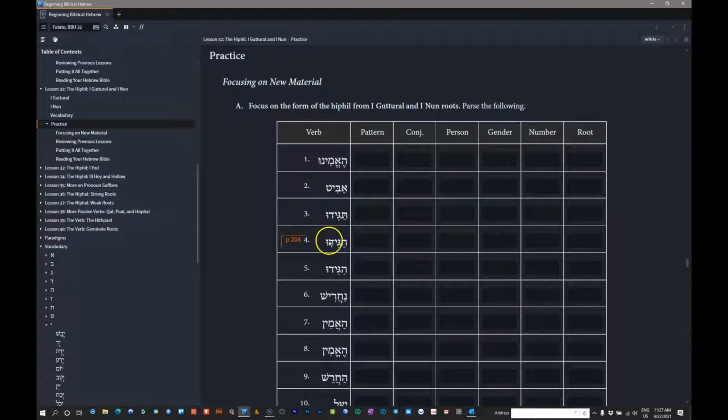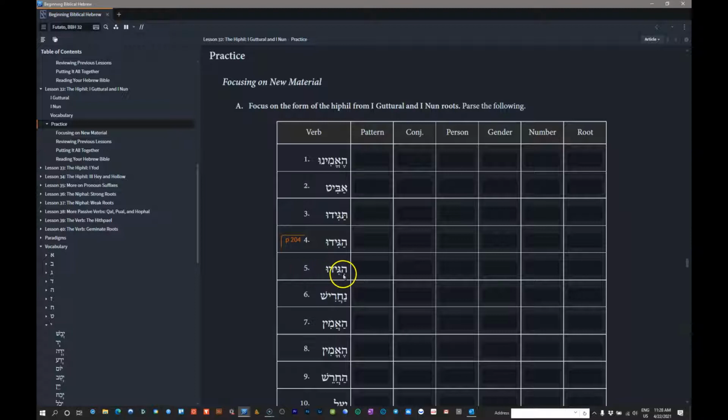But when you have the vocalic suffixes, so the shureq or the hireq yod, the 2mp here, or the hireq on the 2fs, those you maintain the hireq yod. All right, and I believe it's accented on the hireq yod. So this would be hagidu. And again, the nun has assimilated into the gimel.